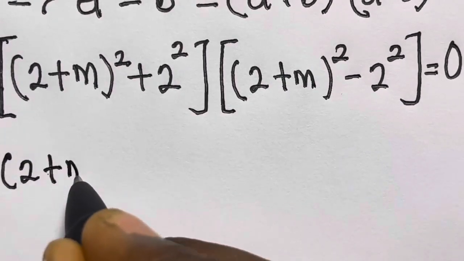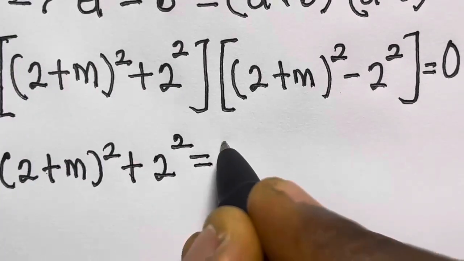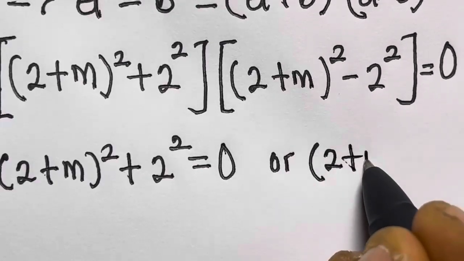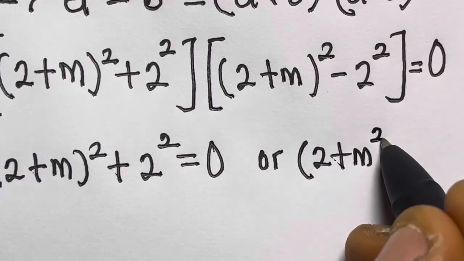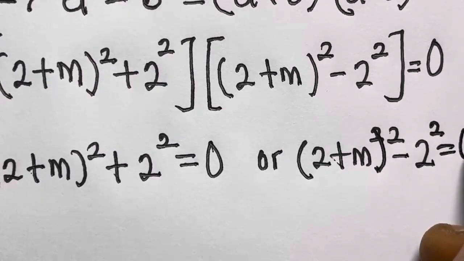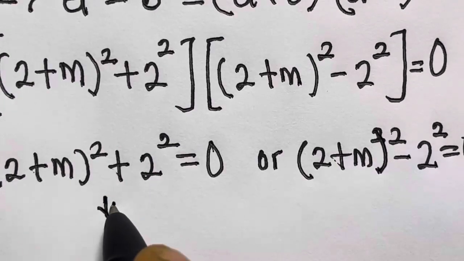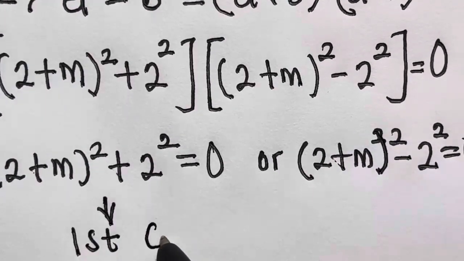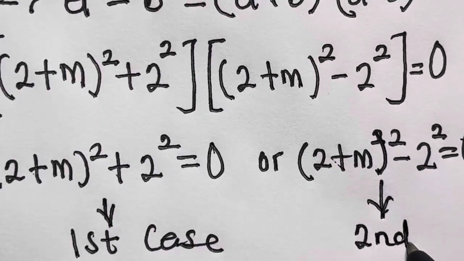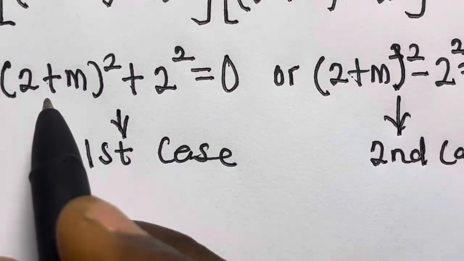(2 + m)^2 + 2^2 = 0, or (2 + m)^2 - 2^2 = 0. So now let's take this one as the first case, and let's take this as the second case. Let's first deal with the first case, which is the one here.